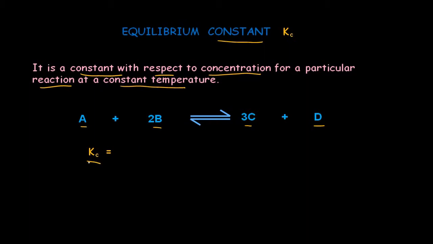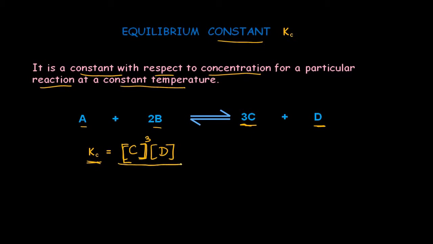So let's start with writing an expression of Kc. Suppose these are our products. So we need to write the concentration of the products first, that is the concentration of C multiplied by the concentration of D. Now here the square bracket means the concentration. Now we have seen that the mole ratio of product C is 3. So we need to raise the power of C with 3.